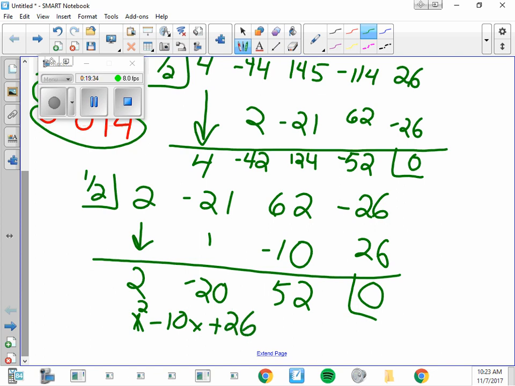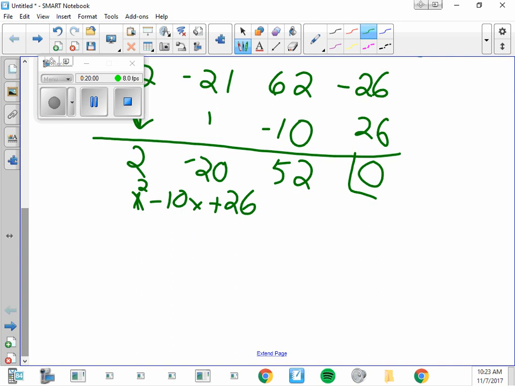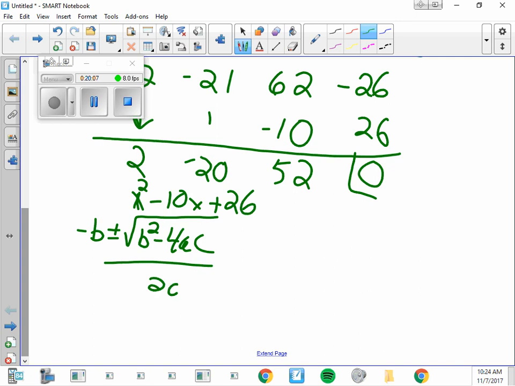Are there factors of 26 that add to be -10? 2 and 13, that's as close as we can get. So what does that tell us about the remaining 2 roots? They're either imaginary or irrational. They're either imaginary or they have square roots in them. And in either case, we have to use the quadratic formula. So negative b plus or minus the square root of b squared minus 4ac over 2a.